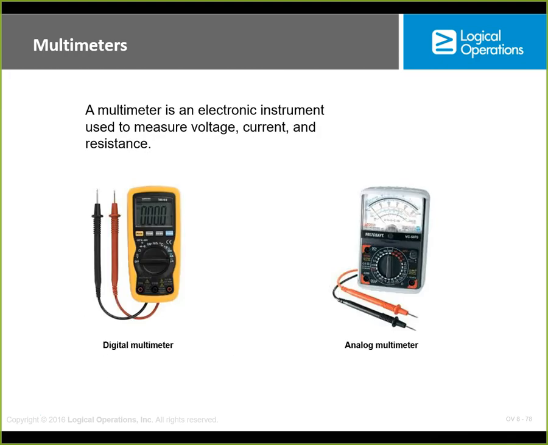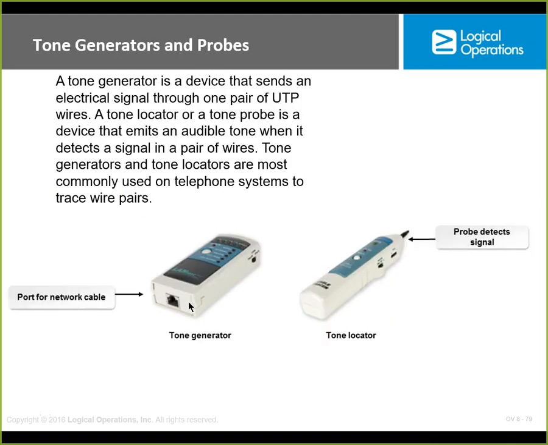Multimeters, we talked about those when we talked about power supplies. They measure voltage, current, and resistance, and we used them on the power supplies to see if we had the correct voltage for them. A tone generator, this is one that I think they may ask you. What a tone generator does is it generates a tone and sends it down the wire. And then you use the detector here in order to find where the wire is.